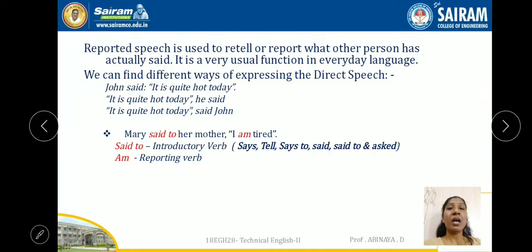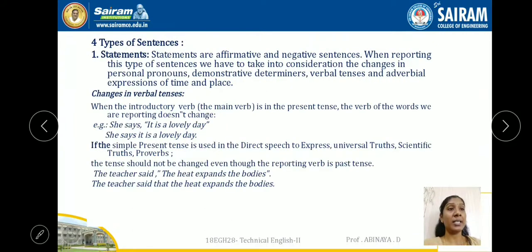So, okay, we are going to see four types of sentences which we are going to change from direct speech to indirect speech: statements, interrogatives, imperatives and exclamations. First let us see the statements. While changing these from direct to indirect, we have to make certain changes, not only verbal changes but also pronouns, determiners, demonstratives and persons. Let us see that.